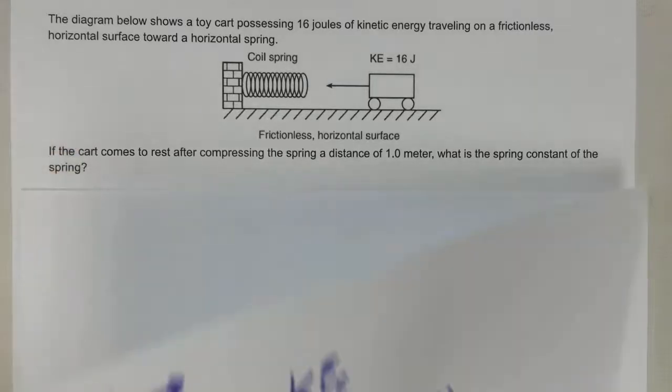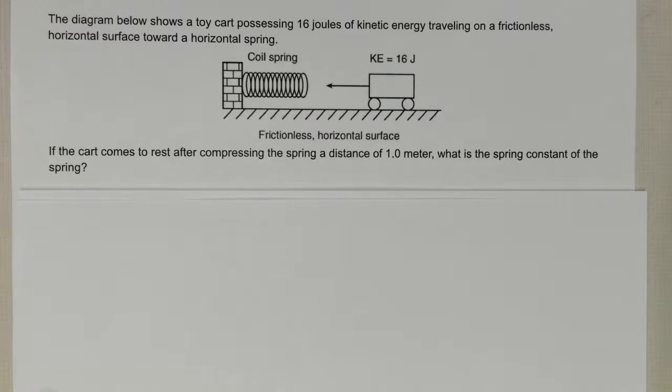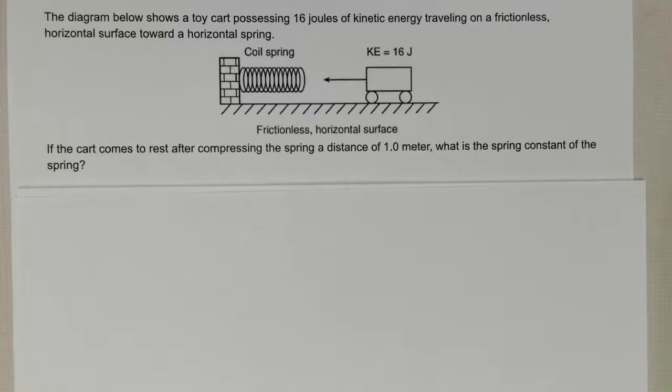Get a fresh sheet of paper here. And it says, the diagram below shows a toy car possessing 16 joules of kinetic energy traveling on a frictionless horizontal surface toward a horizontal spring. If the cart comes to rest after compressing the spring a distance of 1 meter, what is the spring constant of the spring?